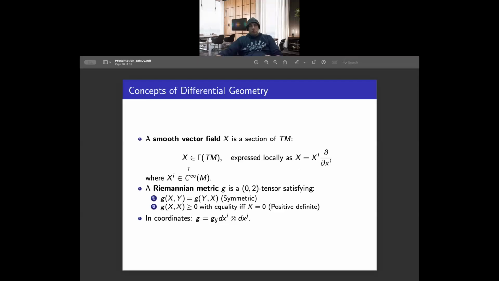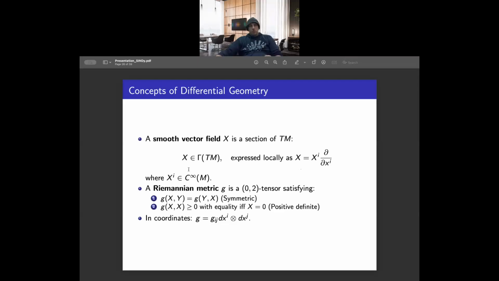Once we have these, we define the Riemannian metric as well. This Riemannian metric is kind of an inner product that we associate with this Riemannian manifold. And this metric has to satisfy, as you might have seen in the properties of norms, symmetry, and the norm has to be greater or equal to 0. This is what we call the positive definite property.